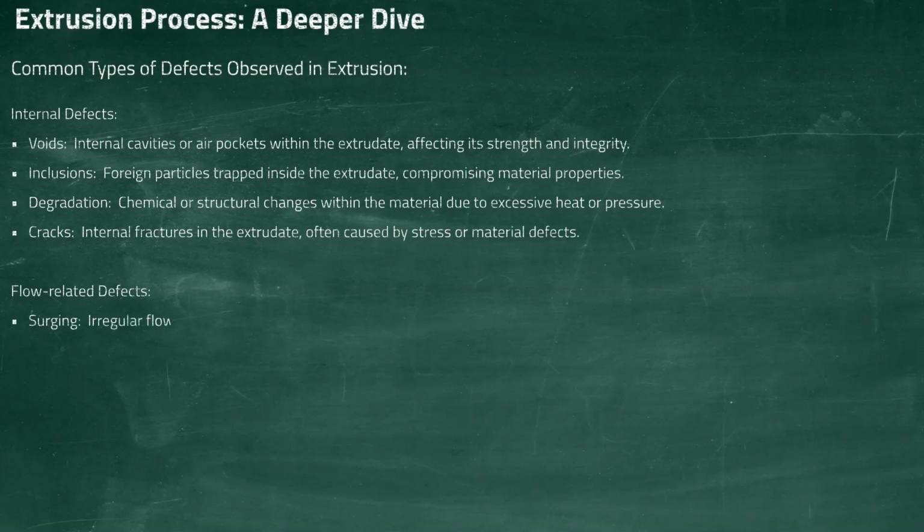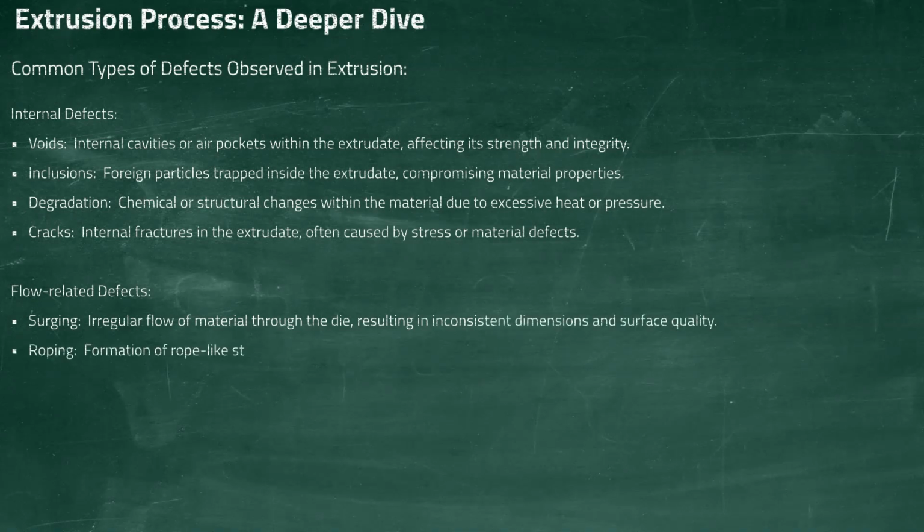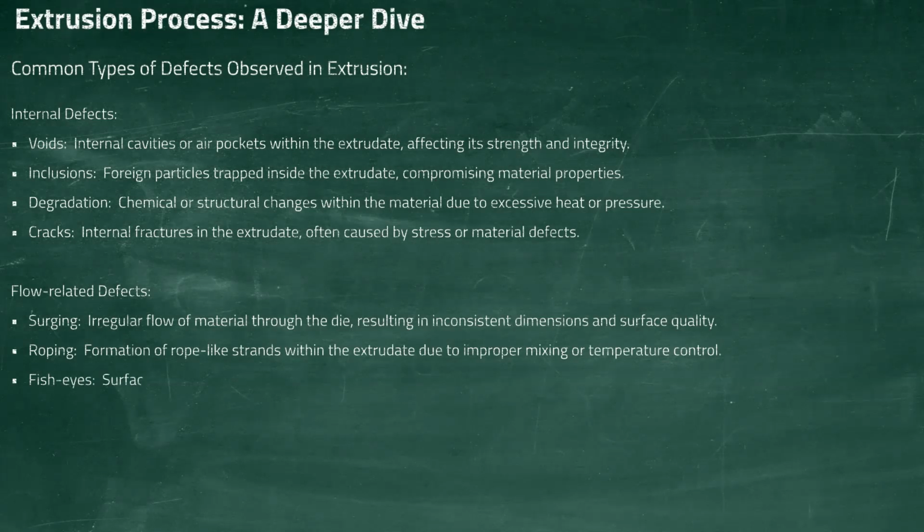Flow-related defects. Surging: irregular flow of material through the die, resulting in inconsistent dimensions and surface quality. Roping: formation of rope-like strands within the extrudate due to improper mixing or temperature control. Fish eyes: surface defects caused by air bubbles trapped in the material.